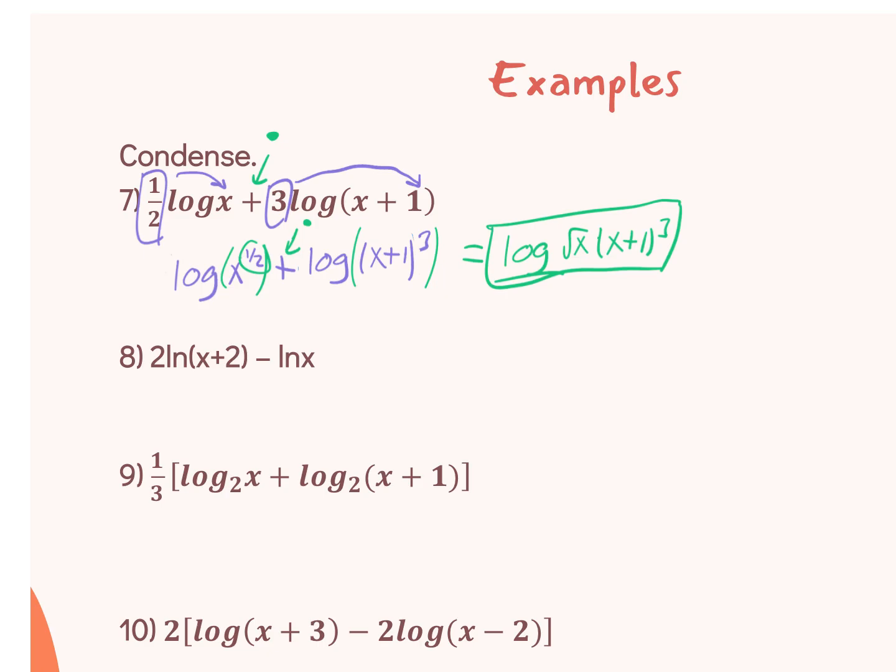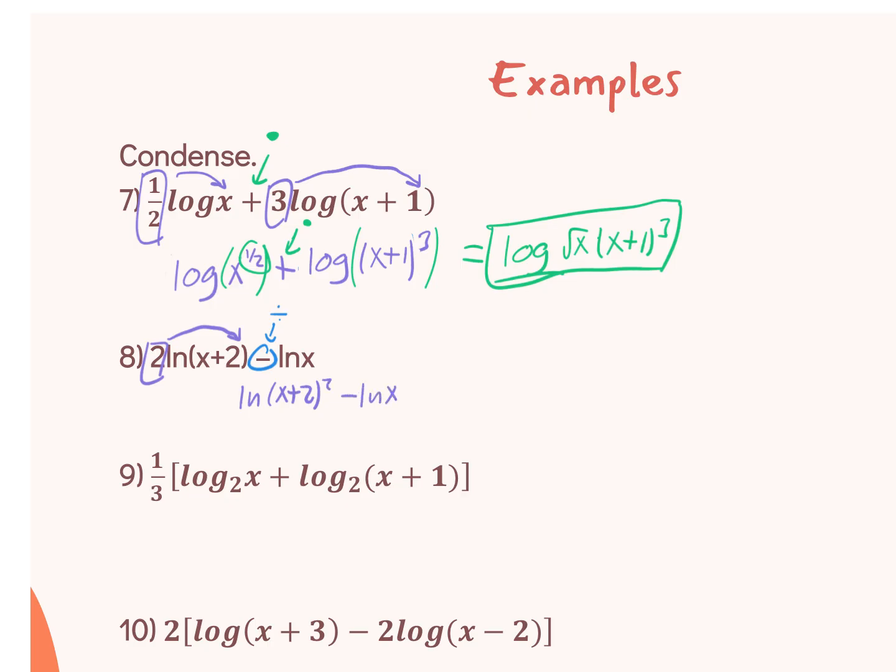Notice, do we have any coefficients? We do, right? We have a 2 in front of this ln. I know that that's going to become an exponent. And then between the two, I have a minus that's going to become a division. All right, so let's first take care of our exponent. It's going to be ln of x plus 2 squared minus ln of x.